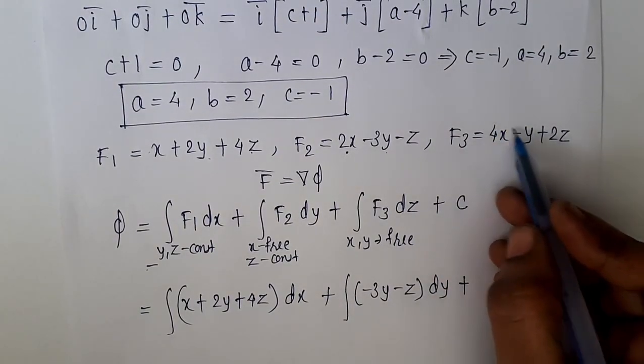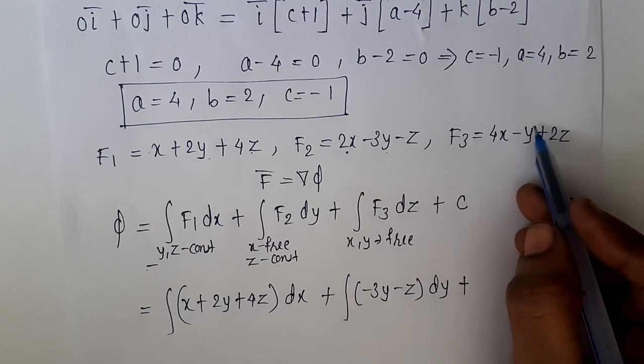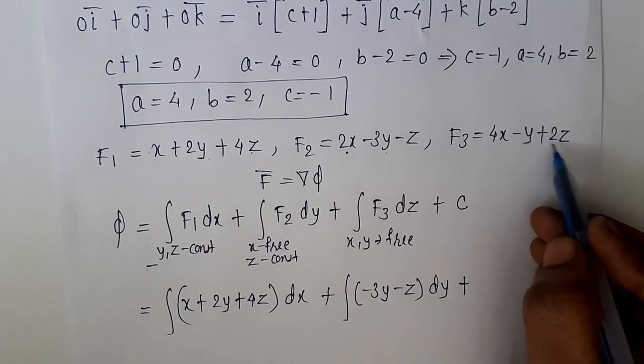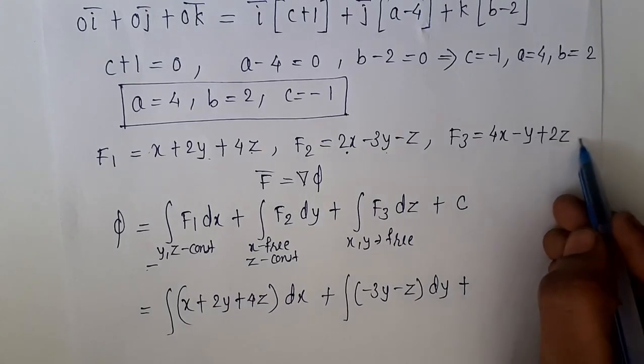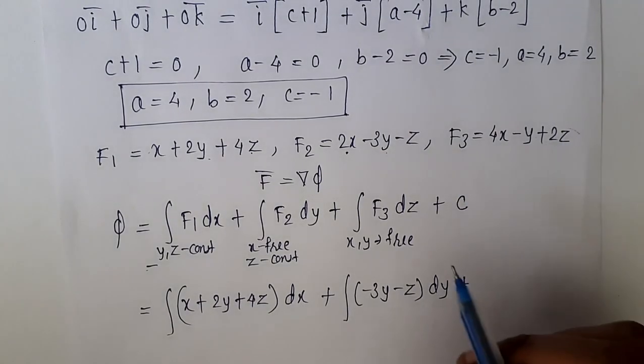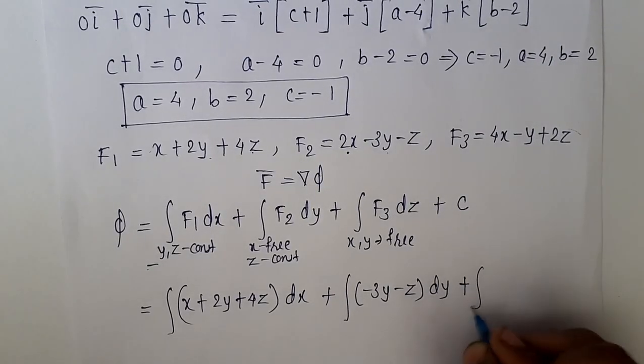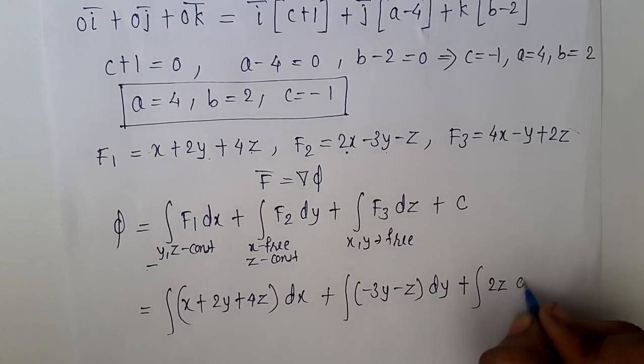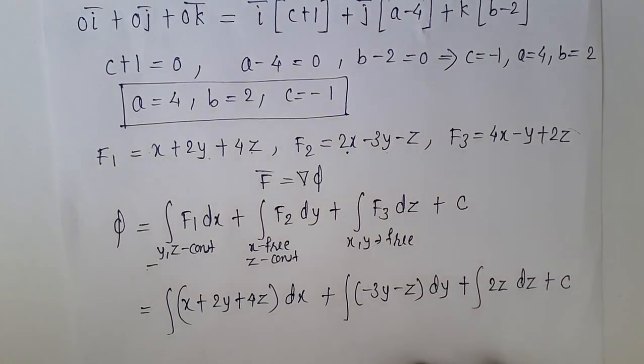So we don't want a 4x term, we don't want a y minus y term, but we can write here 2z because it is free from x and y. There is no multiplication term of x and y in 2z. So it is integration of 2z dz plus c.